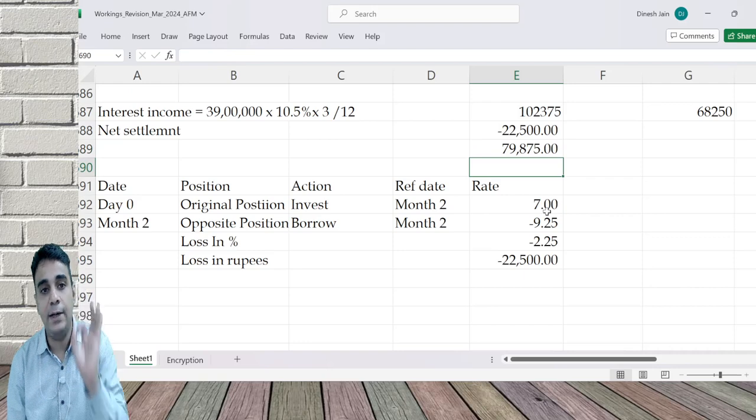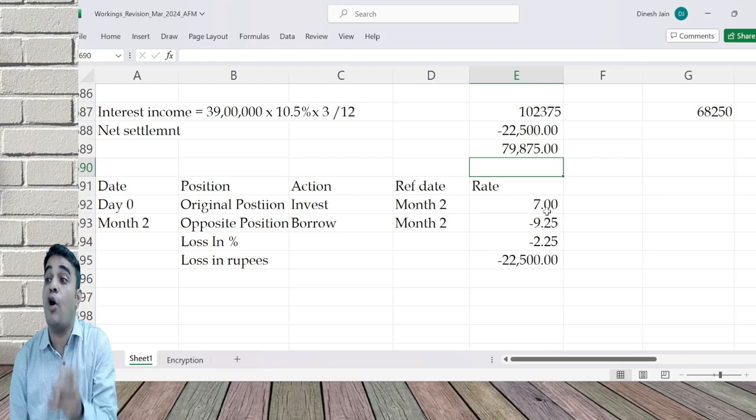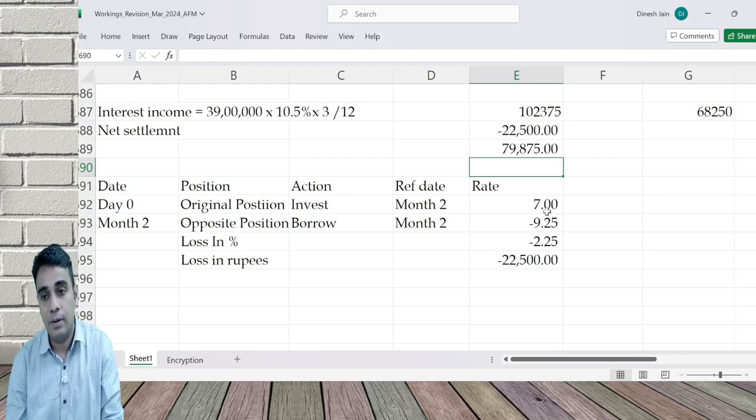I wanted 68,250. What I wanted is only 68,250. I'm getting more. Why am I getting more? Because of the basis risk. What is the actual spot rate after 3 months? After 2 months? Guys, participate. What is the actual spot rate?